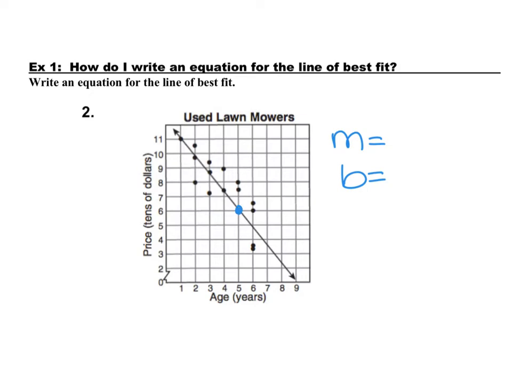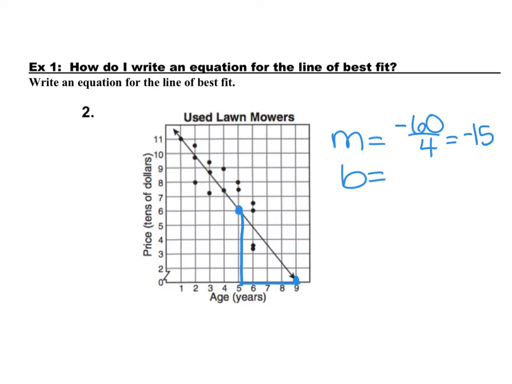Like there's a good one. And it looks like that's going to end right there on the 9. All right, so I'm going down, and again, this is tens of dollars, meaning I'm starting at 60. So I'm going to go down 60, and then each of these is 1 year, so down 60, and then over 1, 2, 3, 4. All right, so negative 60 all over 4, and we'll simplify that, and we'll have negative 15.